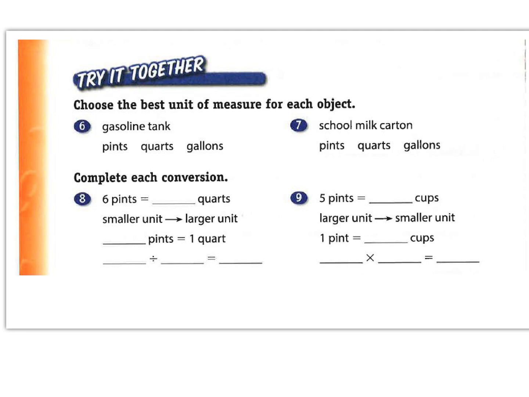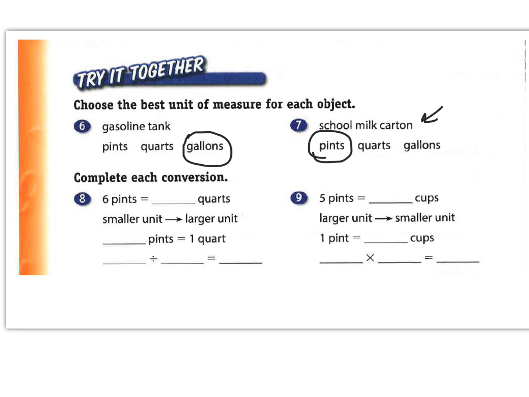This says, choose the best unit of measure for each object. A gasoline tank. When you fill a gas tank in a car, even if you look at the signs outside a gas station, they're saying price per gallon. So you're probably putting gallons in. Now, your school milk carton is much, much smaller. We probably should even have cups here, but pints is the smallest, so it is in pints.